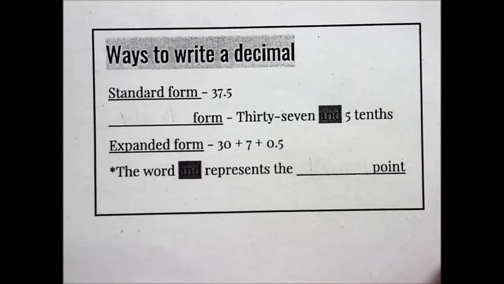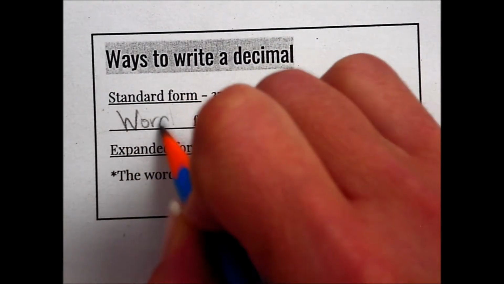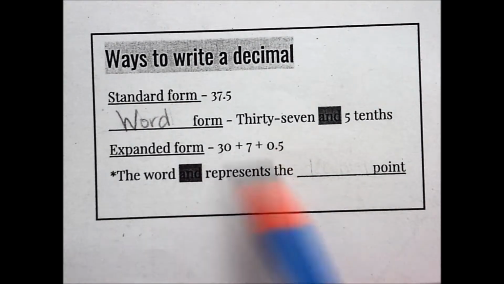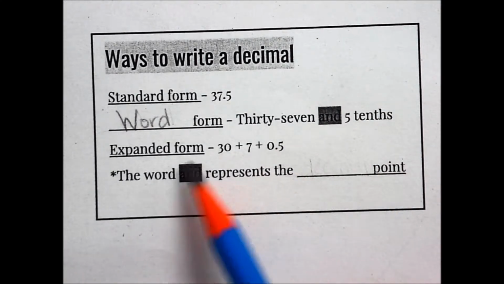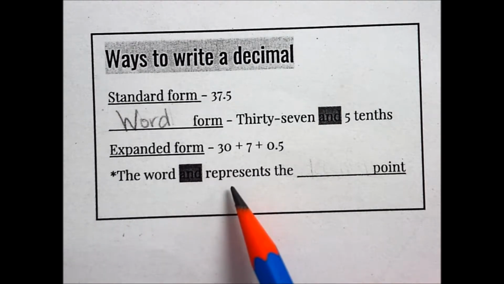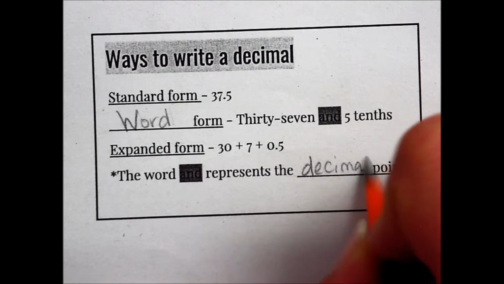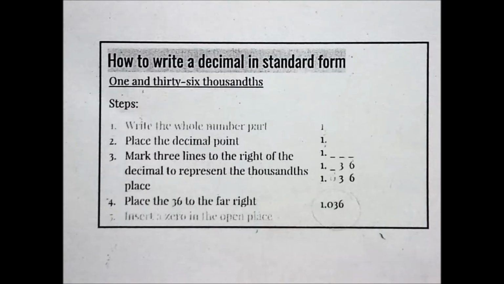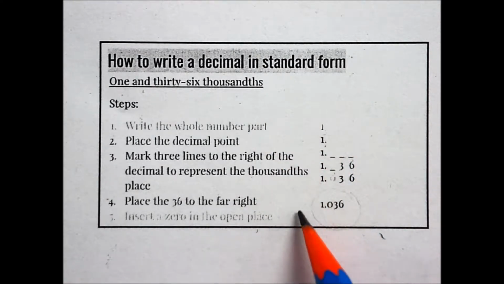There are 3 ways to write a decimal: standard form, word form, and expanded form. Notice the word "and" is highlighted so that we can remember that the word "and" in math represents the decimal point. When we are writing a decimal in standard form, there are steps to follow to make sure we don't miss any of the place values.